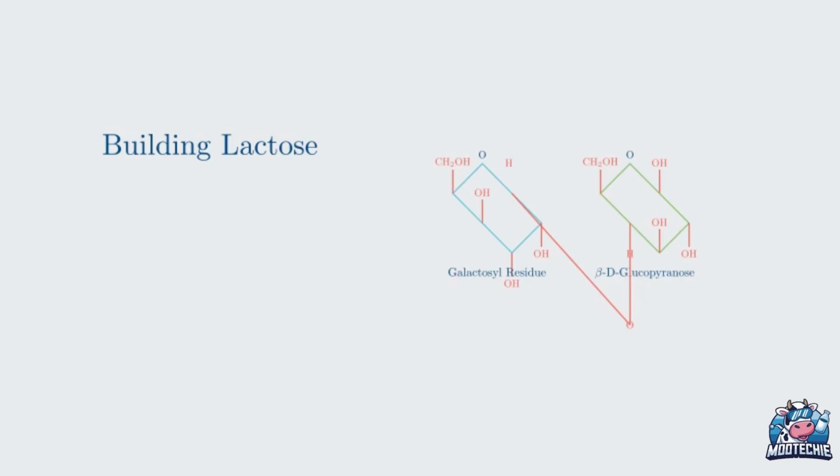C₁ hydroxyl. The galactose unit is now referred to as the galactosyl residue. And there you have it, the full structure of lactose. It's important to note the anomeric carbon of the glucose unit at the end. It's still a reducing sugar because its anomeric carbon is not involved in a glycosidic bond and can undergo mutarotation to form its open-chain aldehyde.